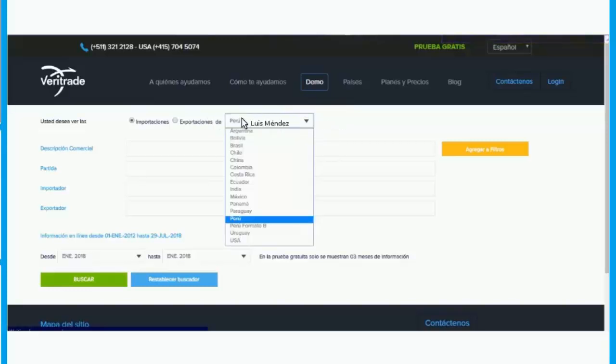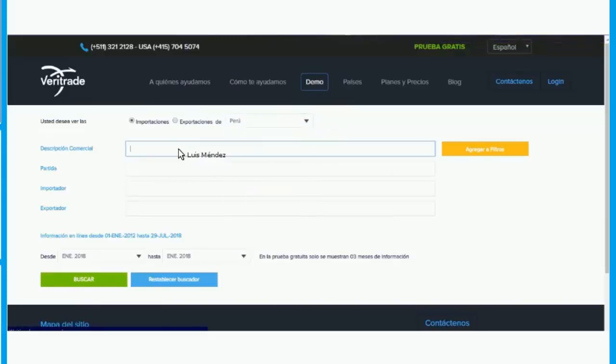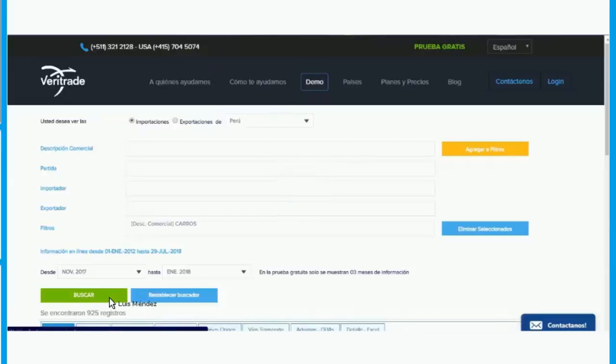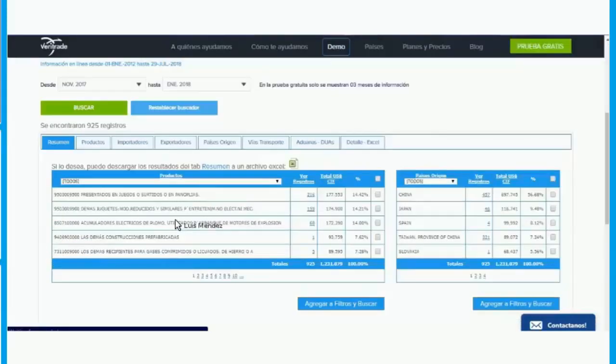Okay, so we're going to look for imports from Peru for cars now in Spanish, from November to January. Now we have it. It is a really general description. So we can see that we have juegos, we have toys, juguetes.